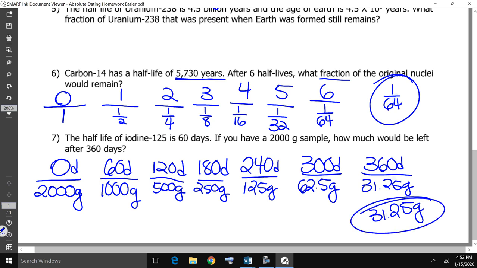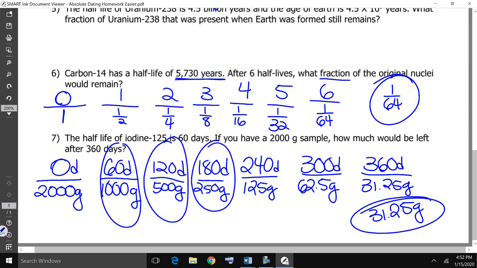Rather than doing it each one together, instead I went across the top and across the bottom.